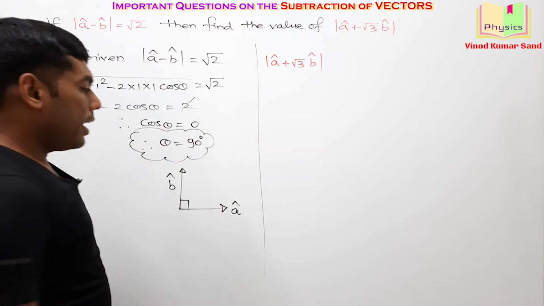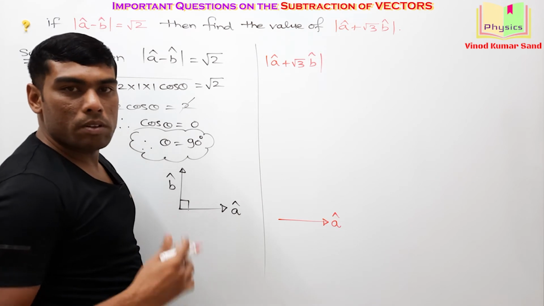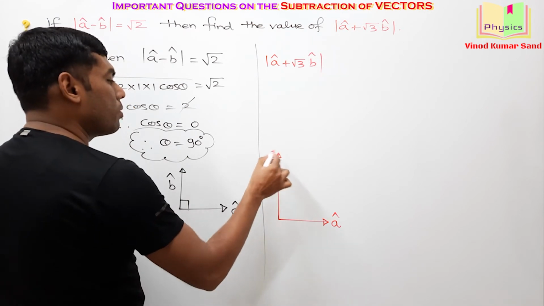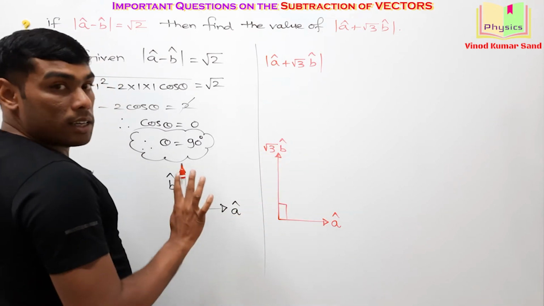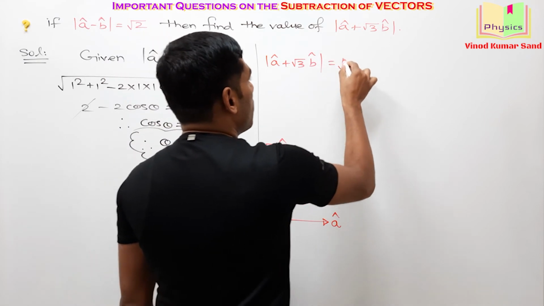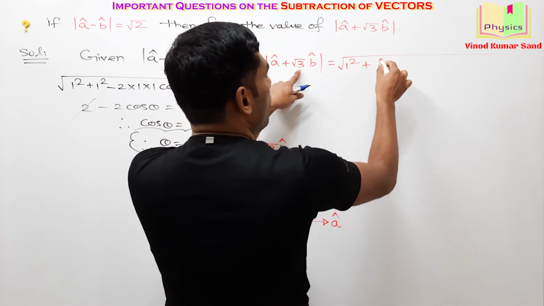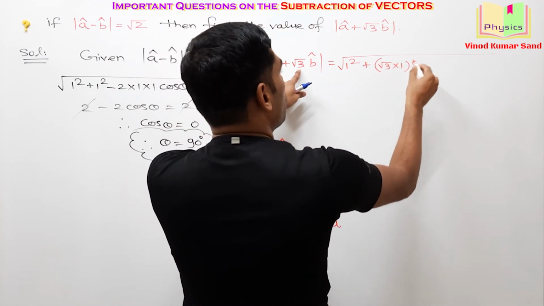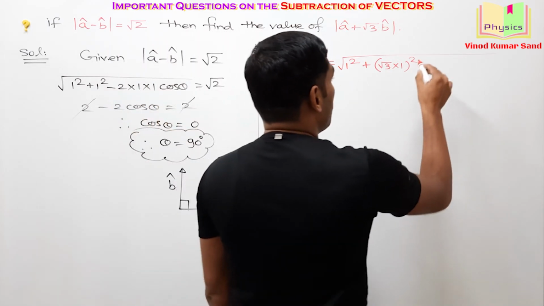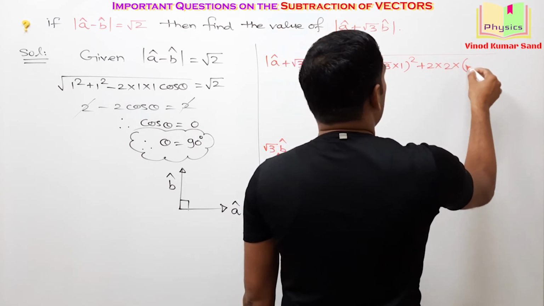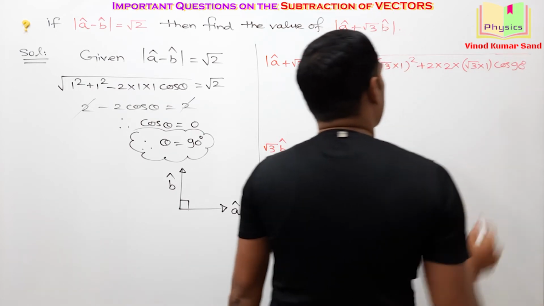Now, starting this part, we need the value of mod of a cap plus root 3 b cap. A cap is in this direction. Where will be the root 3 b cap? Anyone can tell root 3 b cap will be perpendicular to the a cap. Getting it? Put up the values. Root of the magnitude of the first vector is 1. The magnitude of the next vector is root 3 into 1. The b cap will have the magnitude 1, but here is a root 3 in the multiplication. Plus 2 into 1 into root 3 into 1 cos of 90 degree.